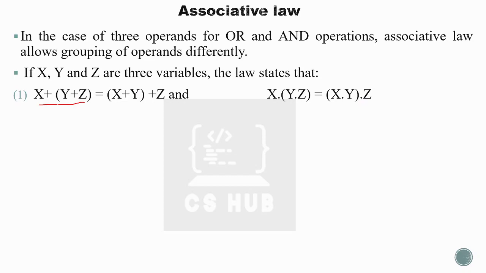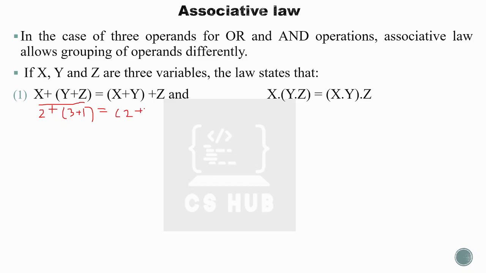Our normal addition is associative. We can say 2 plus (3 plus 1). So this parenthesis implies that this operation has to be done first. After that, we have to add the first operand with the result. 2 plus (3 plus 1) is equal to (2 plus 3) plus 1.